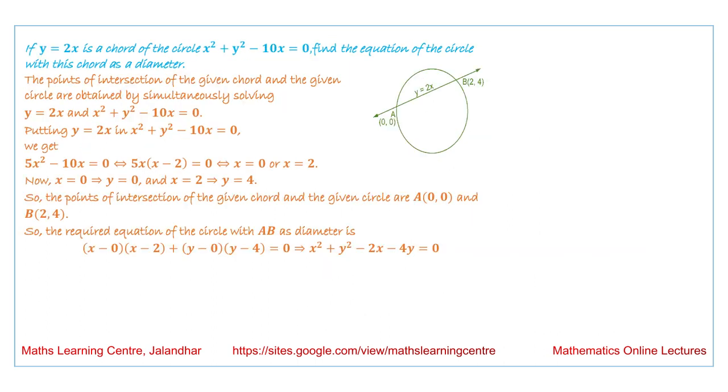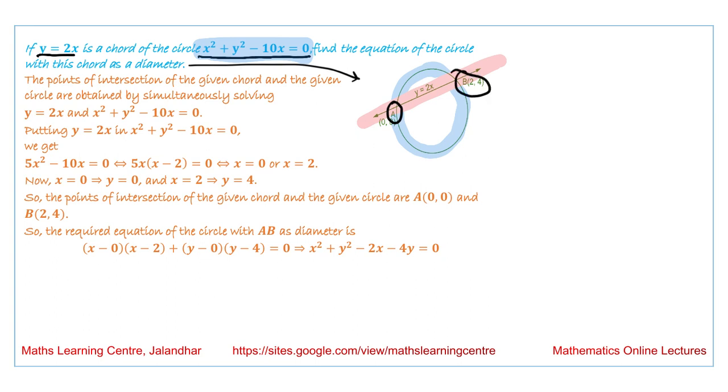The next question we have is: if y = 2x is a chord of the circle x² + y² - 10x = 0. So a circle is given whose equation is given to us, and it is also given that y = 2x. This line, y = 2x, is a chord of this circle. Then we have to find the equation of the circle with this chord as diameter. It means we have to find the points A and B. So we are trying to find the point of intersection.